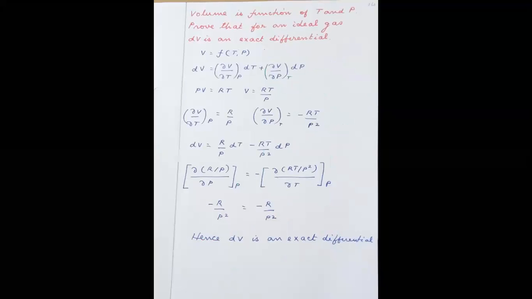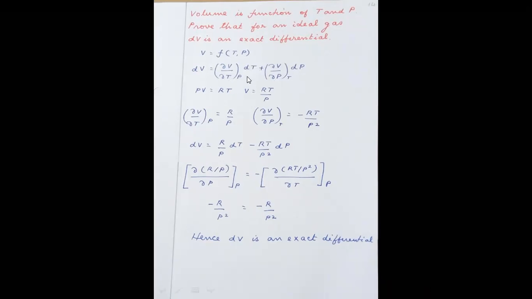See, volume is a function of temperature and pressure. And we have to prove that for an ideal gas, dV is an exact differential. I write V is f of T comma P, a function of temperature and pressure. When the volume is differentiated, I partially differentiate V with respect to temperature first, and then with respect to pressure second. So it is (∂V/∂T) at constant pressure into dT, and then (∂V/∂P) at constant temperature into dP.